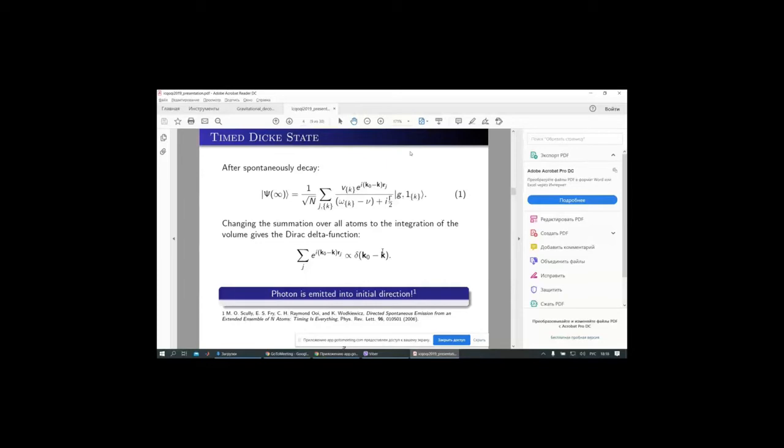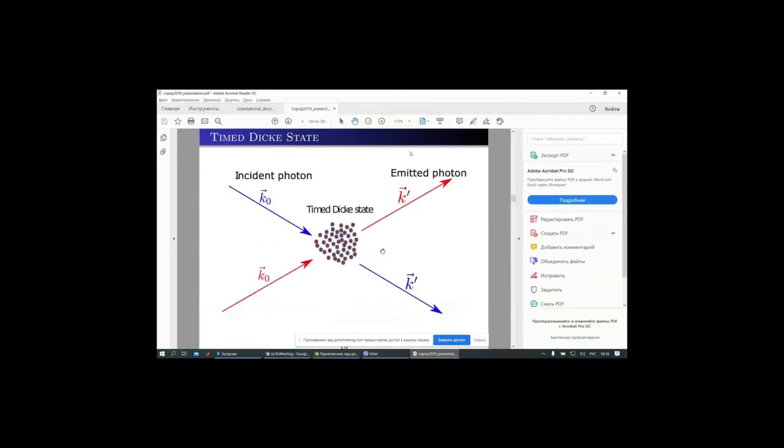It shows the real important role of spatial correlation between atomic ensembles. But what happens if we consider gravitational interaction here?